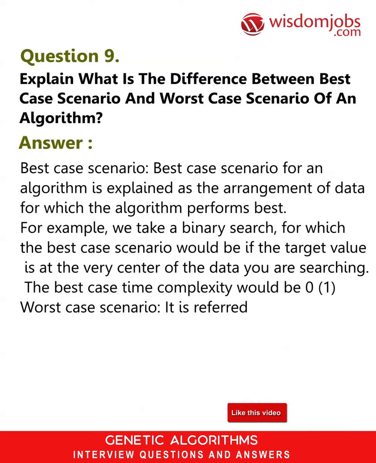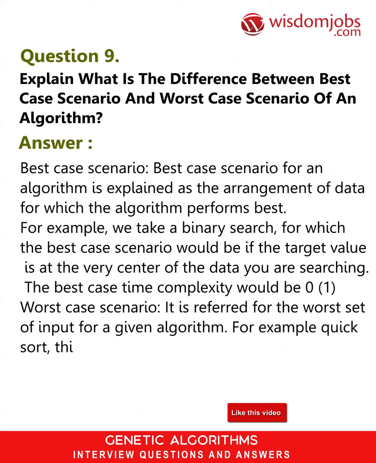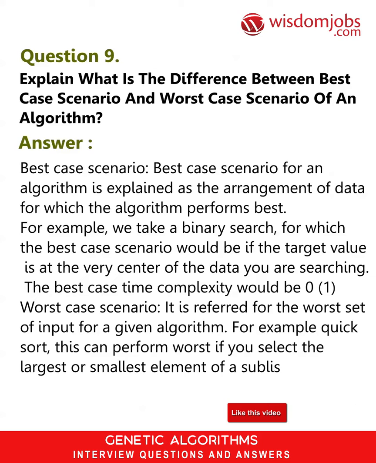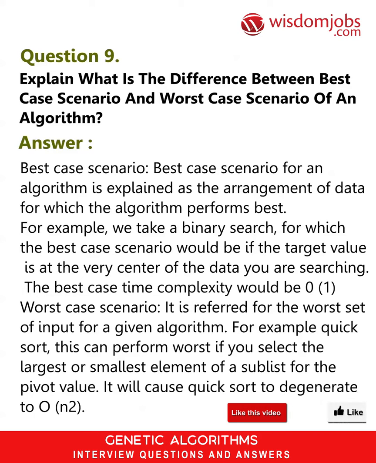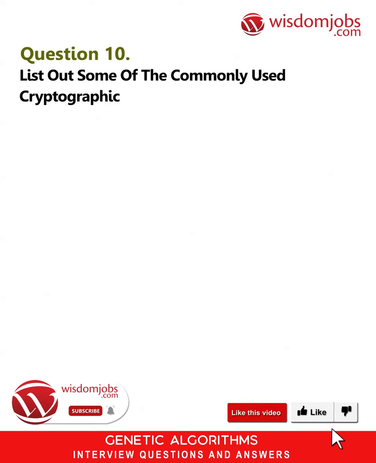Worst case scenario. It refers to the worst set of input for a given algorithm. For example, Quicksort. This can perform worst if you select the largest or smallest element of a sublist for the pivot value. It will cause Quicksort to degenerate to O(N²). Question 10. List out some of the commonly used cryptographic algorithms.